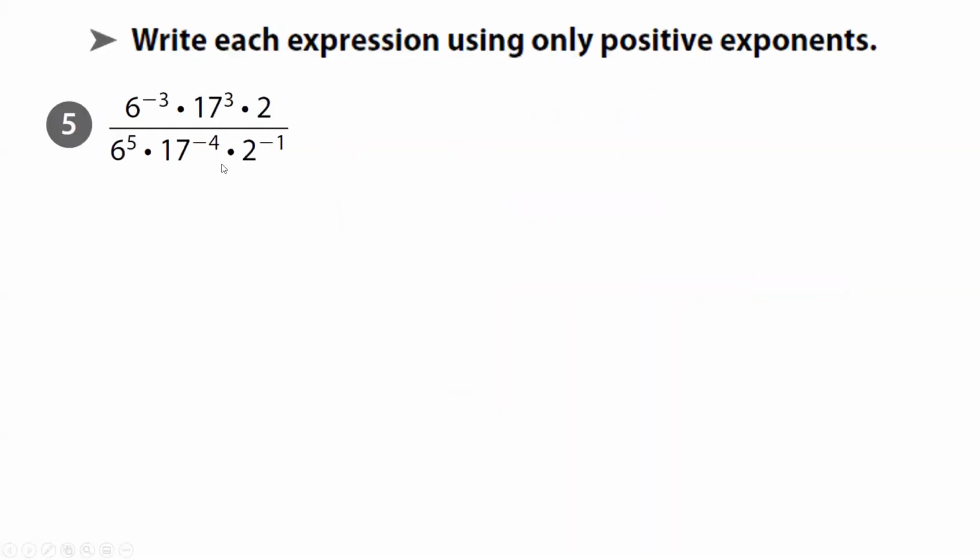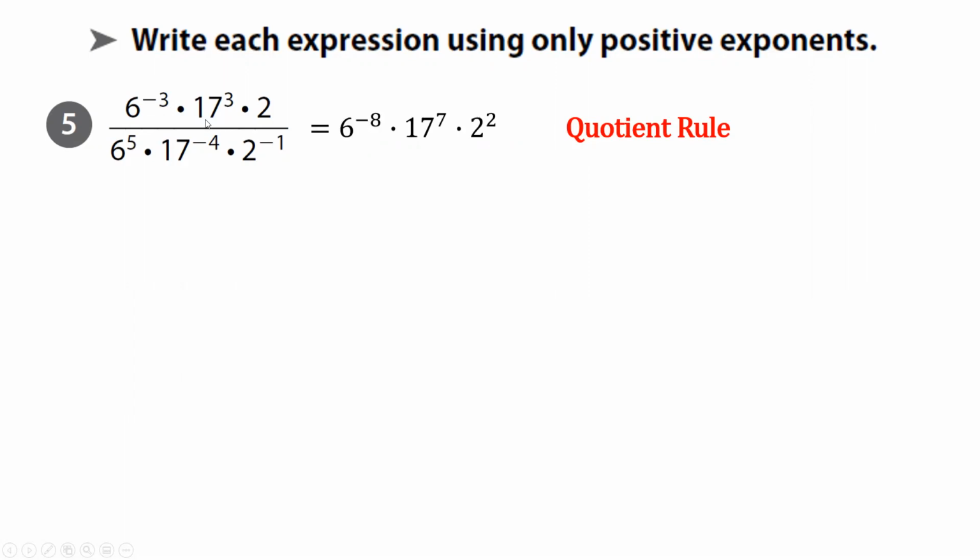Now let's look at number 5. For number 5, what I notice is that I have the same base in the numerator and the denominator. So I have a 6 and a 6, a 17 and a 17, and a 2 and a 2. They're separated by a fraction bar, and a fraction bar means we're dividing. So when you divide the same base, we're going to use the quotient rule. The quotient rule says that you're going to subtract your exponents. So I'm going to do -3 take away 5, and that gives me -8.